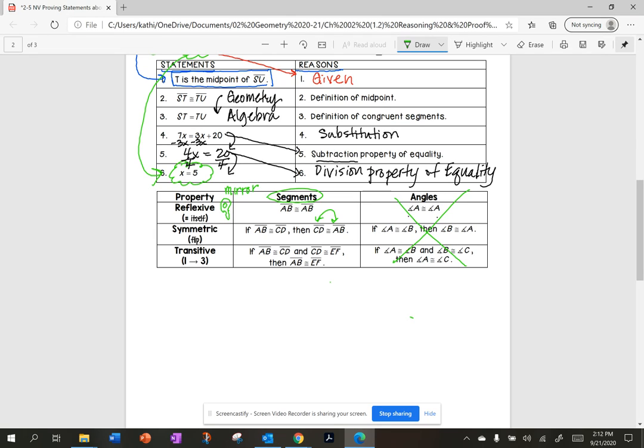Transitive means that if I have segment AB is congruent to segment CD, and then I repeat, segment CD is congruent to segment EF, I can just go from the first to the third and say from 1 to 3. So I can say segment AB is congruent to segment EF.